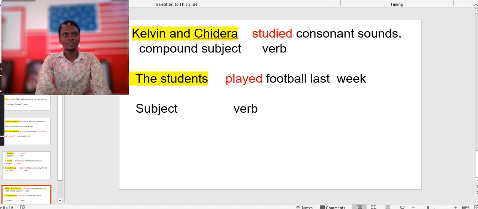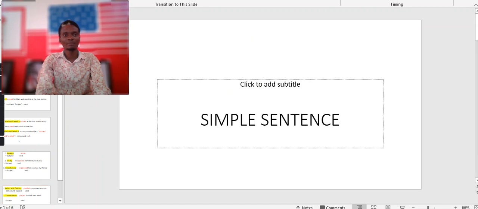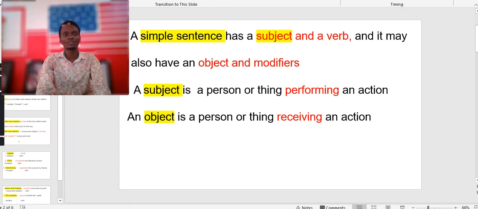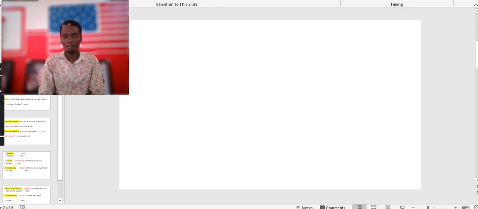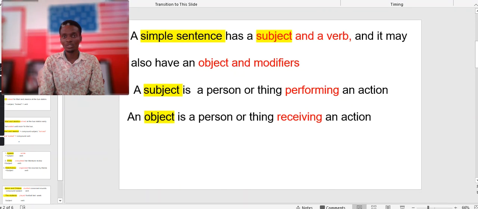So let's take a look at them once again from the beginning. Take a look at the meaning once again. The simple sentence has a subject and a verb, and it may also have an object and modifiers. We say the subject is any person or thing that is performing an action. And we also say that an object is any person or thing that is receiving the action being performed by the subject.